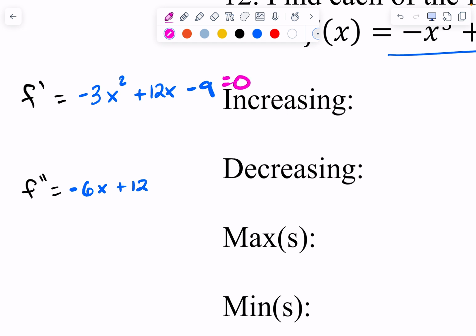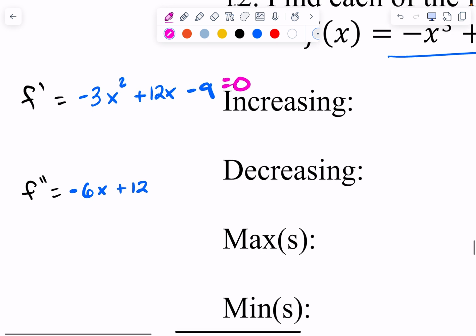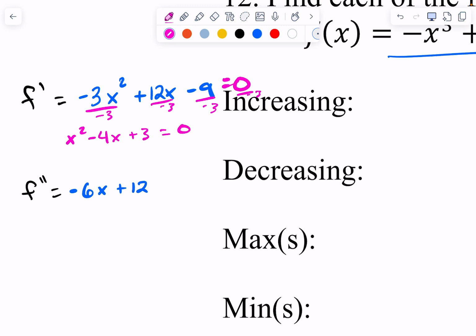Okay, what would you like to do? I want to divide by negative 3 and throw it in the trash. Can we do that? Then it would be simple, right? Yeah. x squared minus 4x plus 3 equals 0. Multiply to get 3, add to get negative 4. Negative 3, negative 1. So x equals 3 and x equals 1.